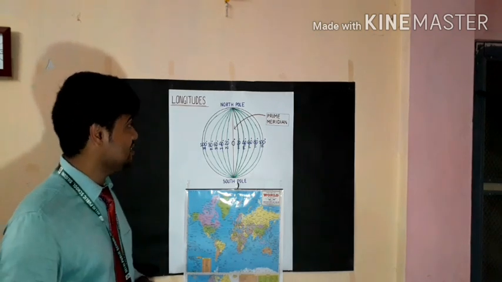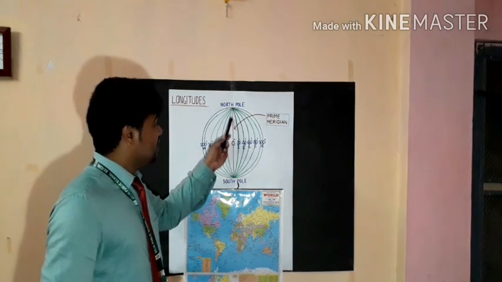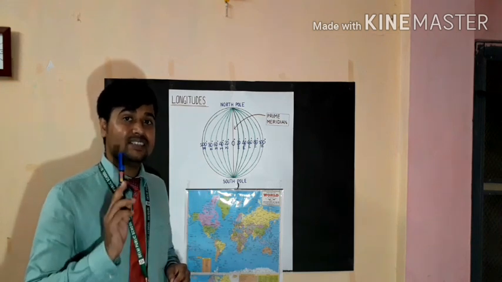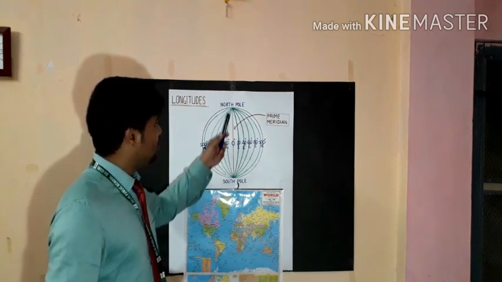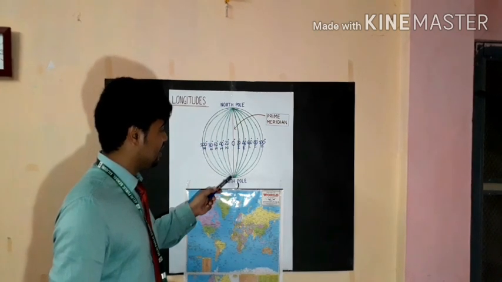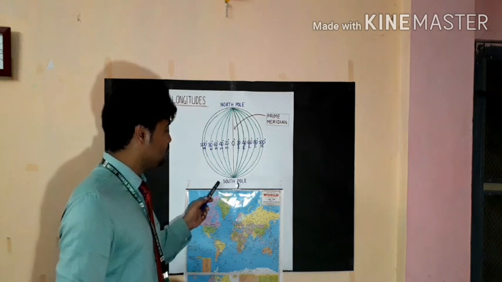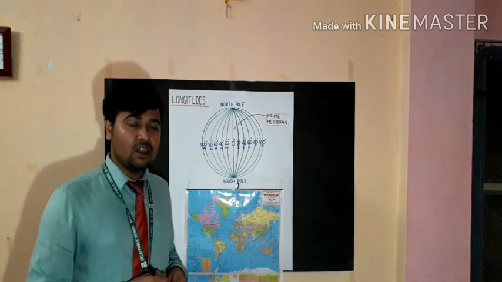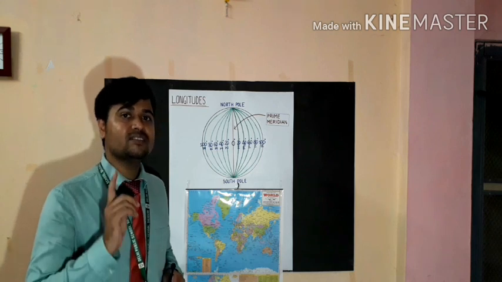Next, the length of each longitude is the same. You can see all the longitudes start from the North Pole and end at the South Pole. That's why the length of each longitude is the same.